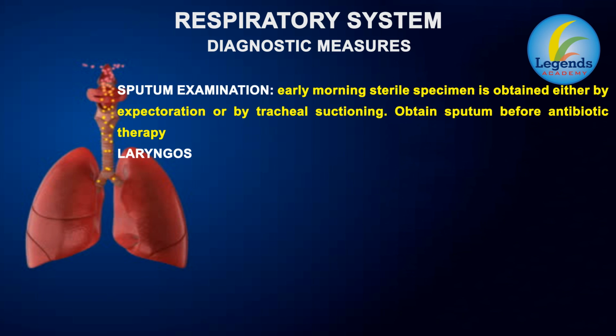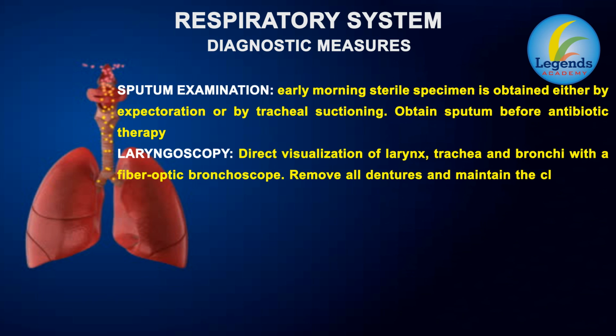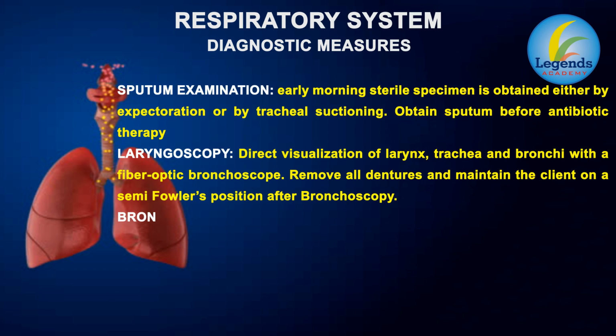And laryngoscopy, it's the direct visualization of the larynx, trachea and bronchi with the fiber optic bronchoscope. That means with the use of this fiber optic bronchoscope, you can visualize a close-up view of the larynx, throat and trachea. Before the procedure, ask the patient to remove all dentures, and maintain the client in a semi-Fowler's position after the bronchoscopy.